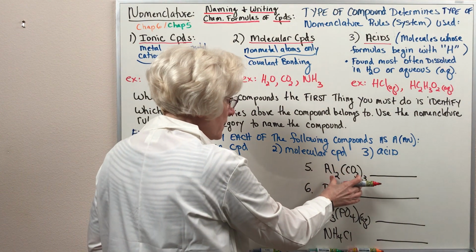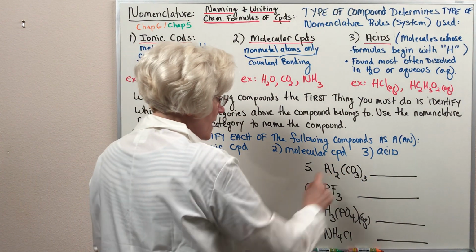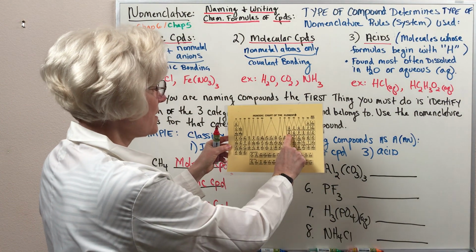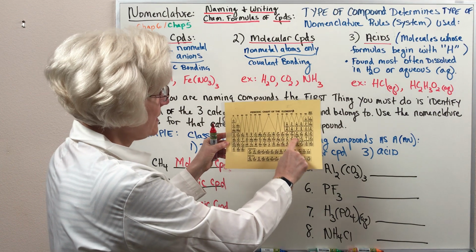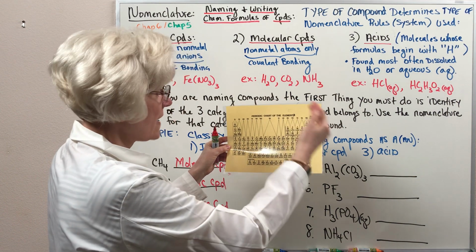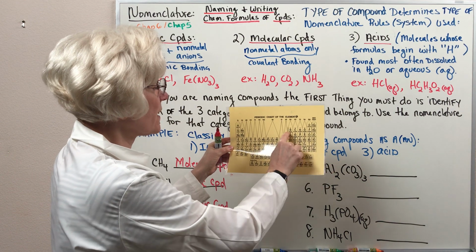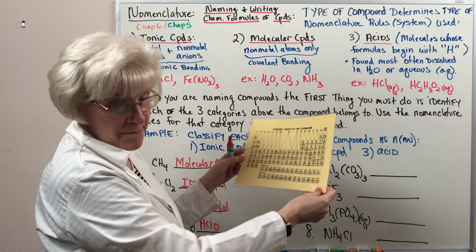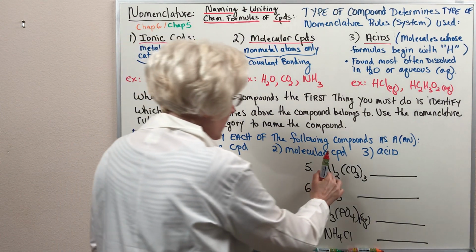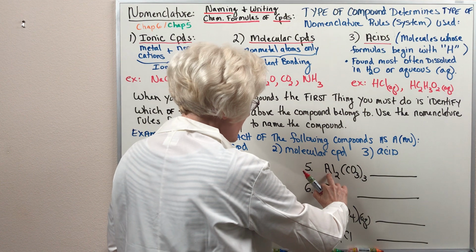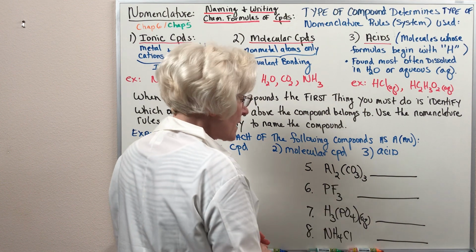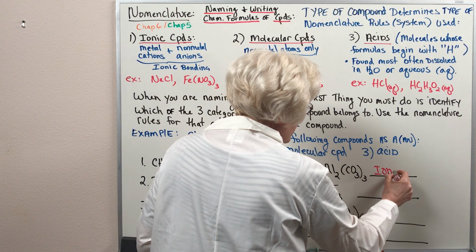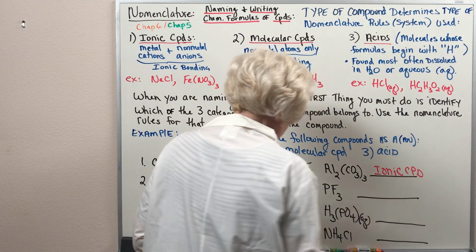Looking at number 5, once again my eye is picking up a metal cation, and recall that although aluminum is touching the stair-step line, placing it in what we would think is a metalloid or semi-metal category, for nomenclature purposes we consider aluminum to be a metal. So we will classify this, recognizing the metal aluminum and the non-metal polyatomic anion, as an ionic compound.